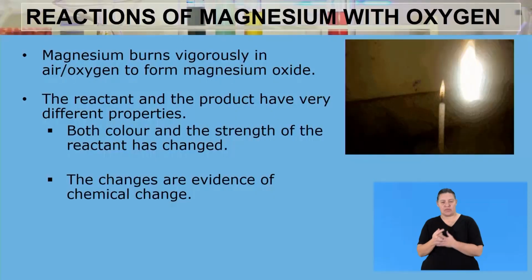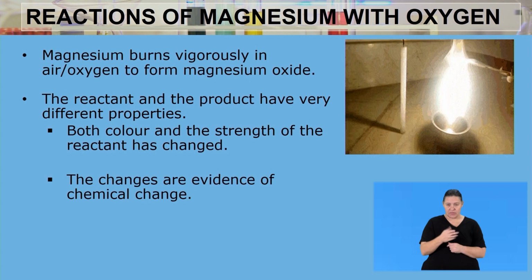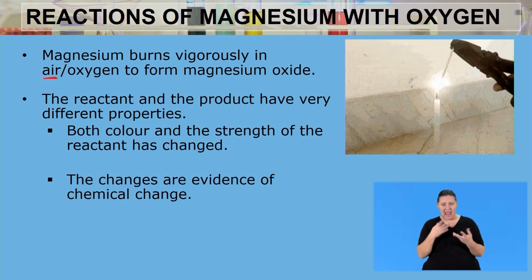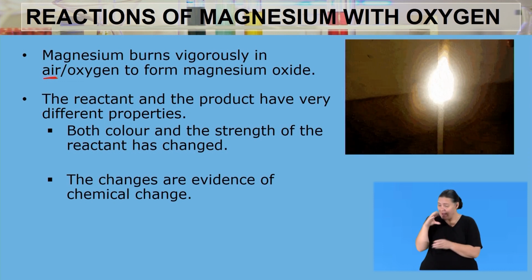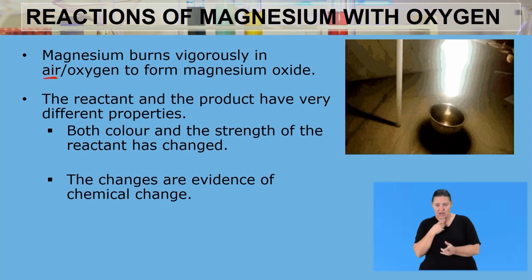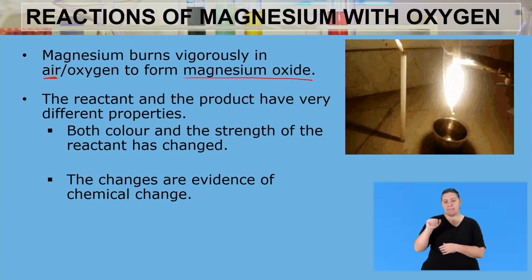Welcome back, learners. So now we're going to look at our next concept, being the reaction between magnesium and oxygen. So to start, we need to know what happens when magnesium reacts with oxygen. When magnesium reacts with oxygen, it burns vigorously in air. Remember that air is a mixture of certain substances, and one of them is oxygen. When it burns in the presence of oxygen, it forms magnesium oxide.